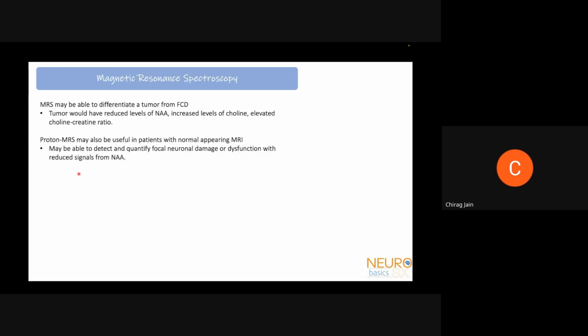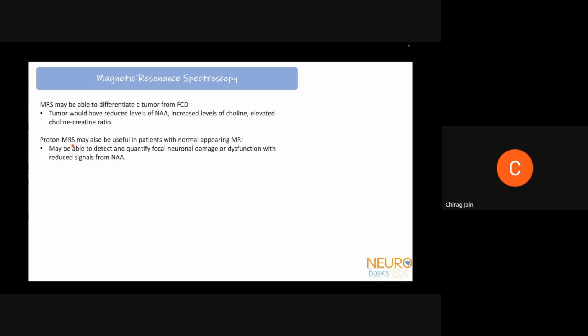We can also use MR spectroscopy. So there are multiple indications. One is that MRS can differentiate a tumor from an FCD. Sometimes you're just not sure if it's a tumor or an FCD. The tumor would have low levels of NAA, increased levels of choline, and an elevated choline to creatine ratio, which would not be present in an FCD.